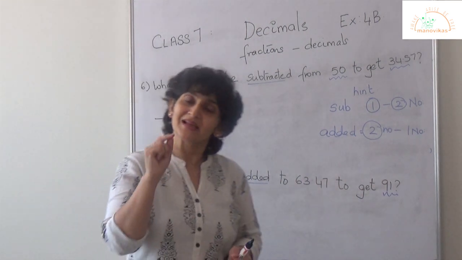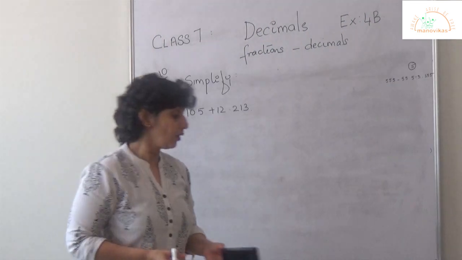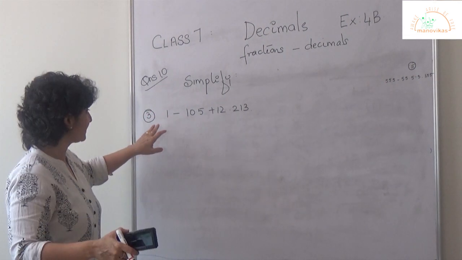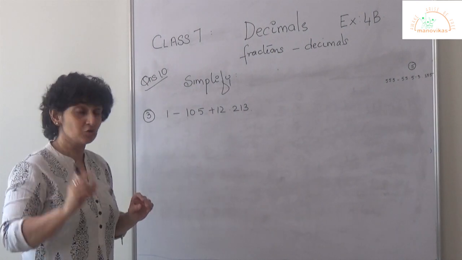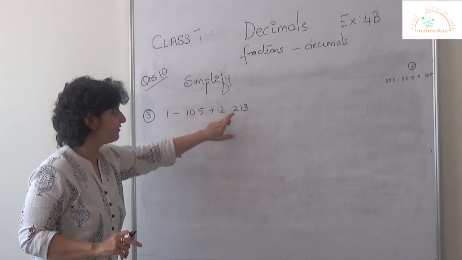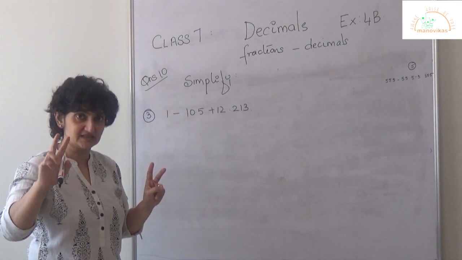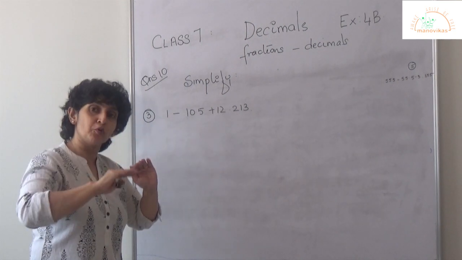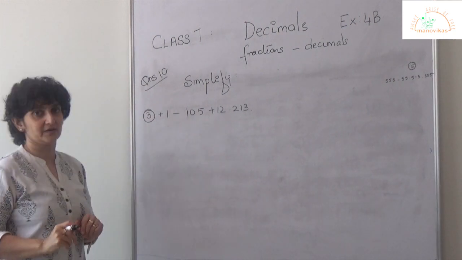Now let's do the last question for the day. That is question 10 simplified. This is from your sum itself. I've taken sum 3 from question 10. Now children, you have 1 minus 10.5 plus 12.213. Remember, you have two different signs. Whenever you have a minus and a plus, it's always better you put your signs for all the numbers. So I get a plus here.